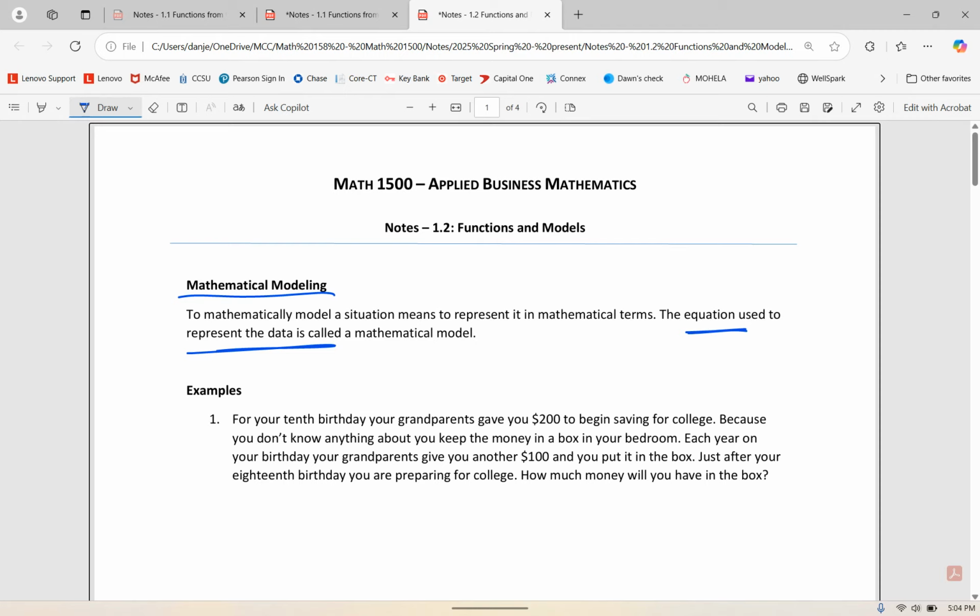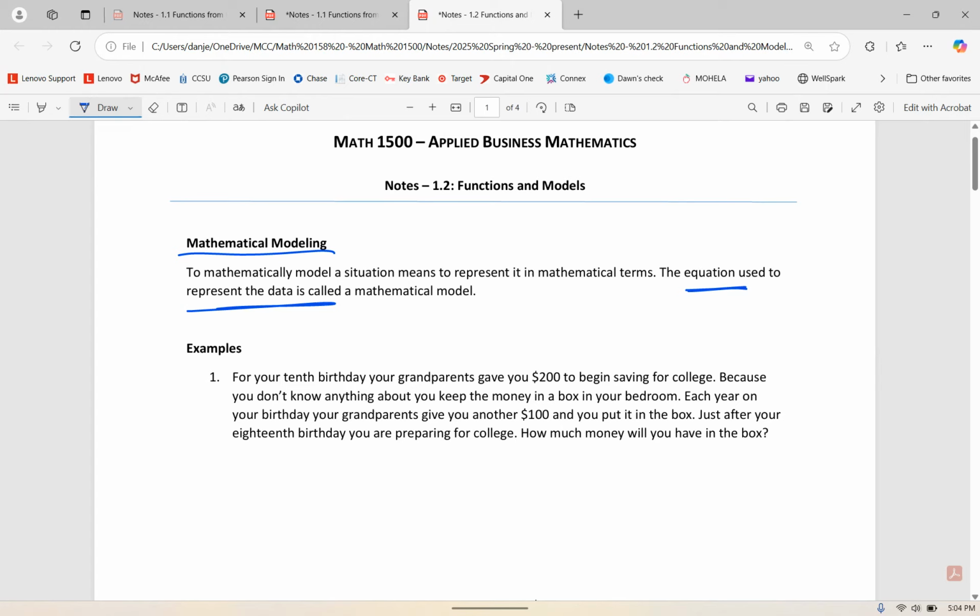in a scenario. So if I look at my first example here, for your 10th birthday, your grandparents gave you $200 to begin saving for college. Because you don't know anything about saving, you keep the money in a box in your bedroom. Each year on your birthday, your grandparents give you another $100. Remember, they gave you $200 to begin with. Each birthday, another $100. You put that in the box. Just after your 18th birthday, you're preparing for college. How much money will you have in the box?